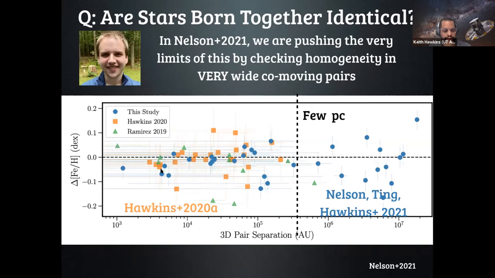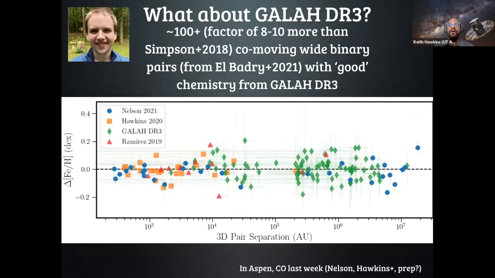Then Kate Daniel, myself, and a few others organized an Aspen summer conference. I was physically in Aspen at my first in-person conference last week. I started talking to people there and realized that I don't think anyone has actually done this with GALAH. So over the weekend, I quickly put something together and found that there were more than 100 co-moving pairs in GALAH that have detailed, good chemistry. This is a factor of 8 to 10 more than the original Simpson paper.